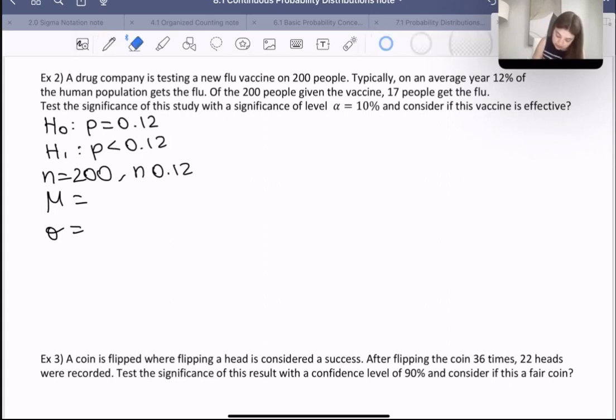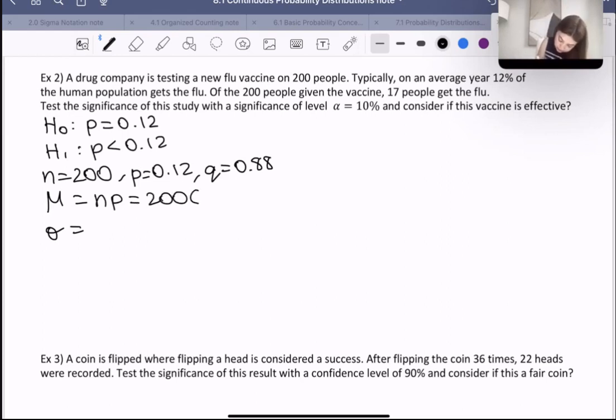Or sorry, P is equal to 0.12 because the probability of one person having the flu is 12%. And then Q would be the other 88% of people who do not get the flu, whether or not they have the vaccine, right? On just a typical year, before this vaccine has come into play. So mu would be NP, which is 200 times 0.12, which is 24 people, right? The expected number of people to get the flu, if we're testing on 200 people, is about 24 of those people would get the flu.